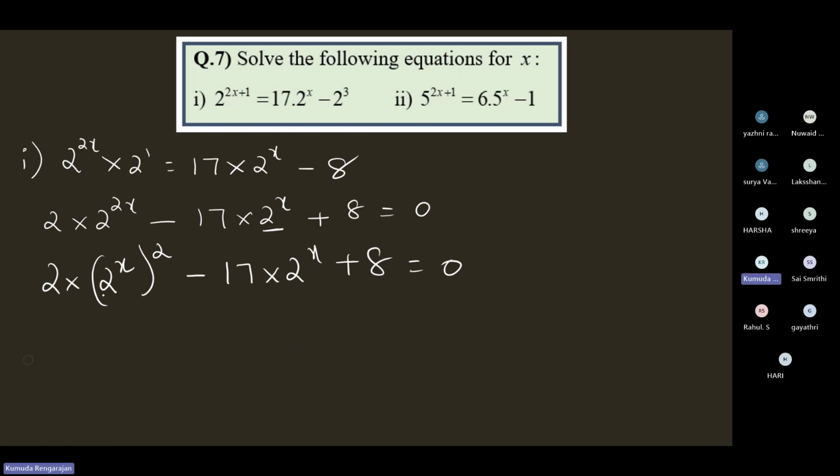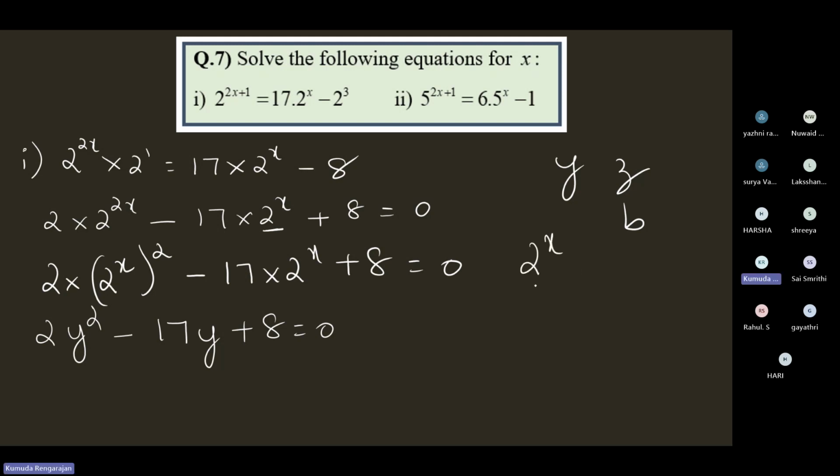What we're going to do is replace 2 to the power x with a different variable like y, z, b, whatever. Before you do that, you just visualize how it will look. If you put this one as y, so y square minus 17, 2 to the power x is y, plus 8 is equal to 0. See, it's a quadratic equation in y. And this you can solve by splitting the middle term, and you'll get two values for y. But what is y? 2 to the power x. The question is to solve the equation for x, so like this, you can find the values for x.